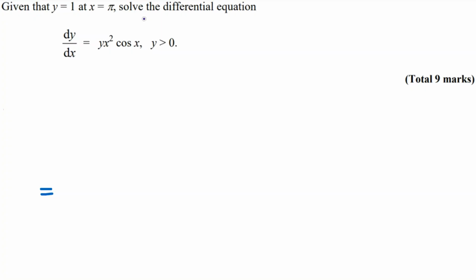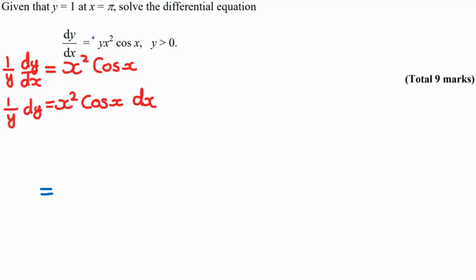Okay, so let's consider these steps from before. Firstly, we need to rearrange this to get all the y terms on one side and all of the x terms on the other side. So if we divide both sides by y, we get rid of this y here, it becomes 1 over y dy over dx on this side, and then we want to move this dx onto this side, so we multiply both sides by dx, so we get that 1 over y dy is equal to x squared cos x dx.